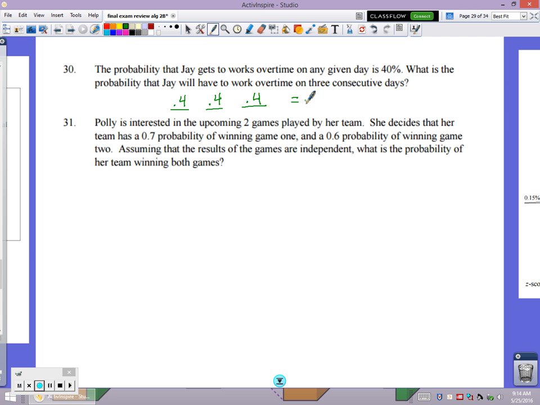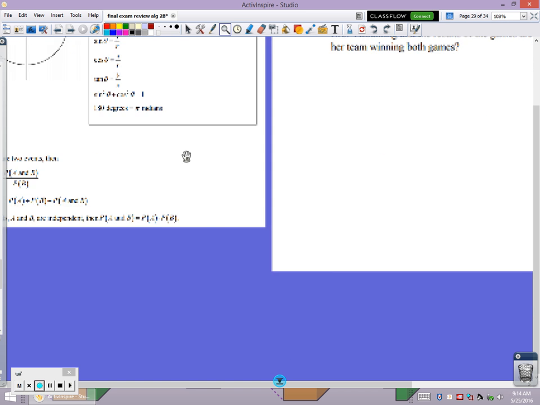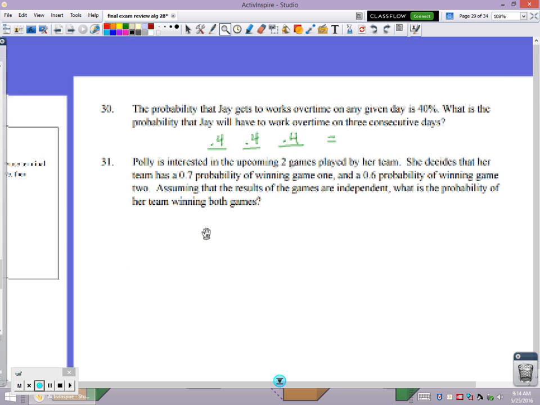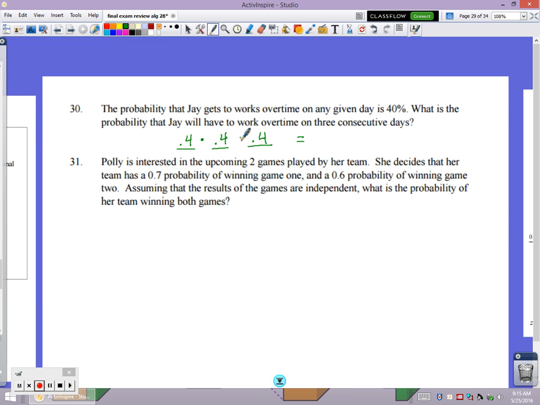And we are kind of assuming that these are independent events. That if he works overtime one day, it's not going to affect whether he gets to work overtime the next day. So if they're independent, we can use this A and B independent formula, and the probability of this and that happening would be just multiplying the probabilities. So here we're going to just multiply these probabilities together, and we end up with 0.064. So the probability that he works all 3 days consecutively would be 0.064, or 6.4%.